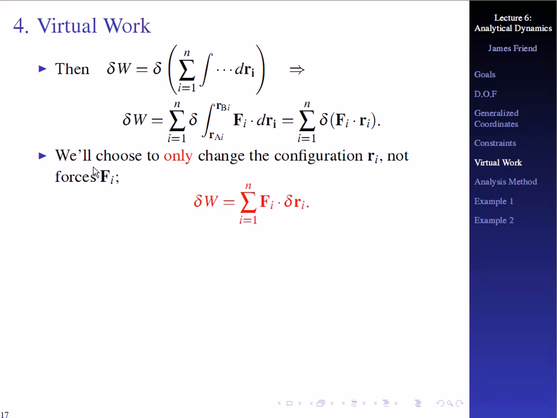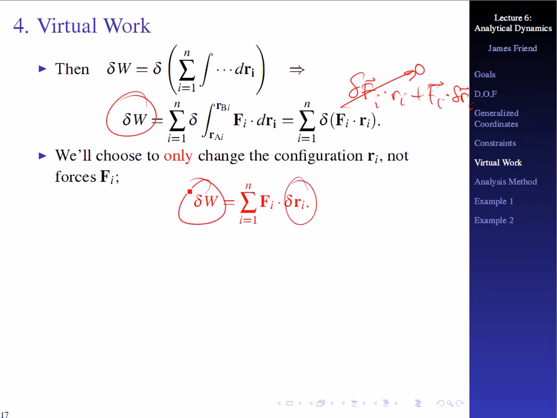We'll choose to only change the configuration R, not the forces. There's a couple of different ways to handle this virtual work. We could either go about looking at delta F sub i dot r sub i plus F sub i delta r sub i. But again, for reasons that are a little bit obscure for the purpose of this course, we're going to ignore this first term, and we're going to say that the forces never change direction, nor do they change magnitude over the change in configurations. We're going to say that the only thing that's changing is the configuration, and we're going to call that the virtual work.